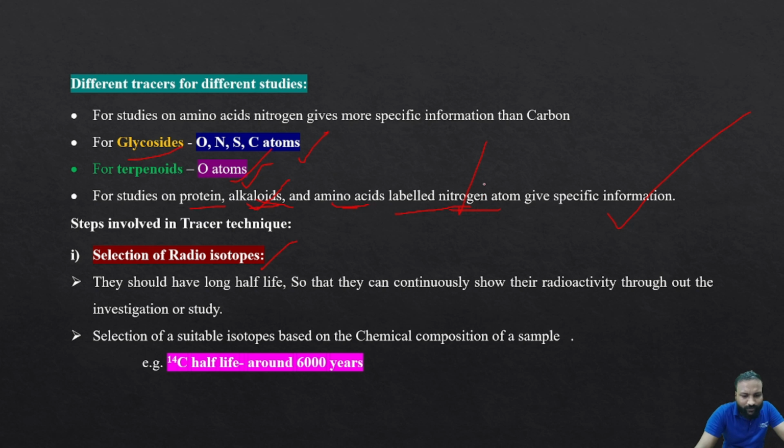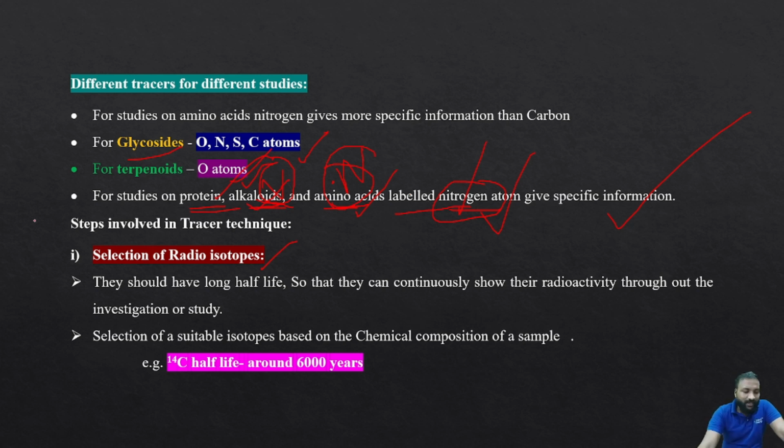Simple example, nitrogen is used to investigate protein, alkaloids, amino acids. Can anybody tell me the link between nitrogen and amino acids, alkaloids and proteins? Amino acids are the building blocks having nitrogen. Alkaloids have a nitrogen-containing heterocyclic ring. And proteins are made up of amino acids. So for that reason, every compound or every secondary metabolite has a specific radiolabeled compound.